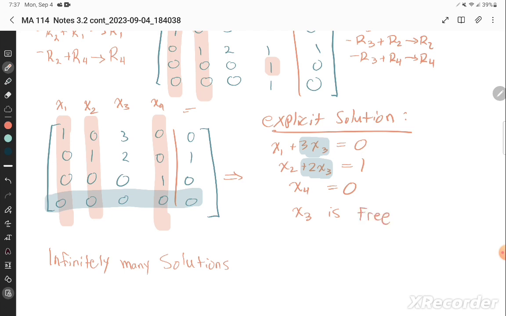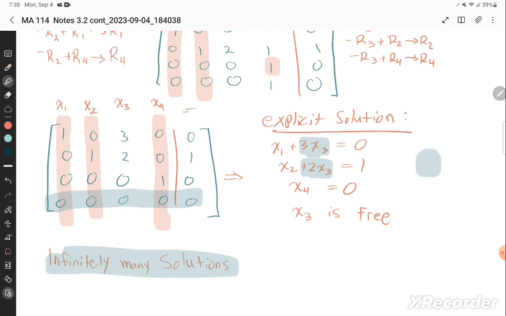Which means I can plug in anything I want for x3. x4 is always going to be equal to 0, but I can plug in anything I want for x3, get a value for x1 and x2, and I've got infinitely many choices for x3. So again, that tells us that we have infinitely many solutions. And this is our explicit solution here.